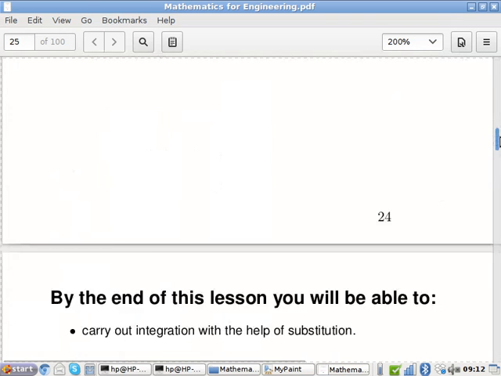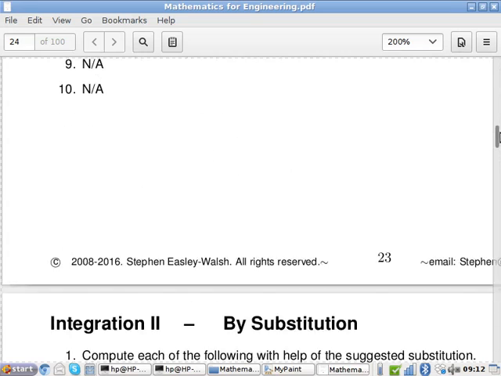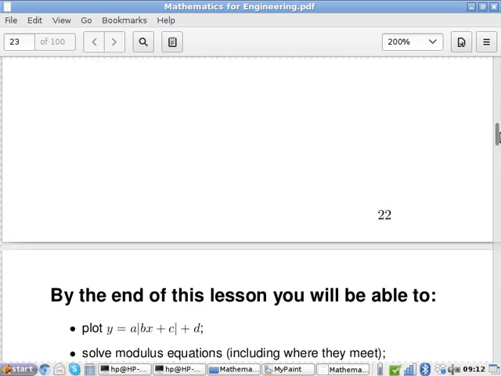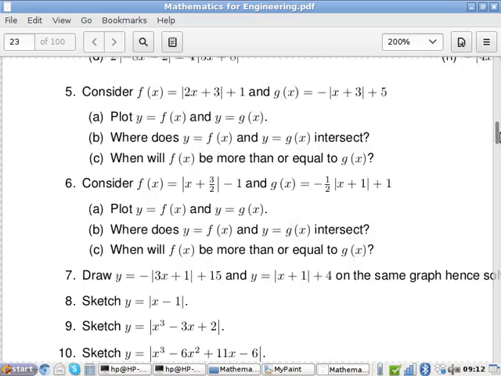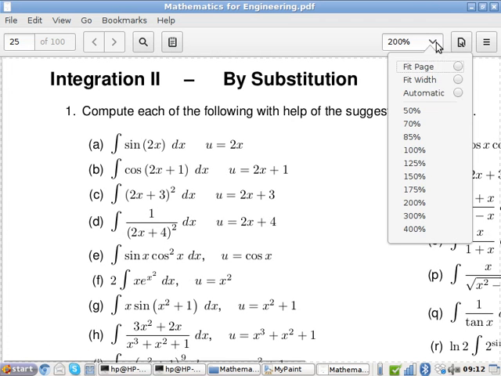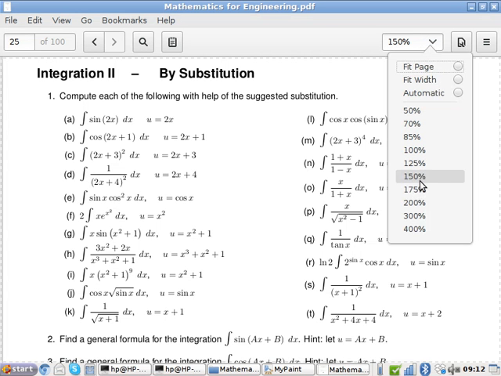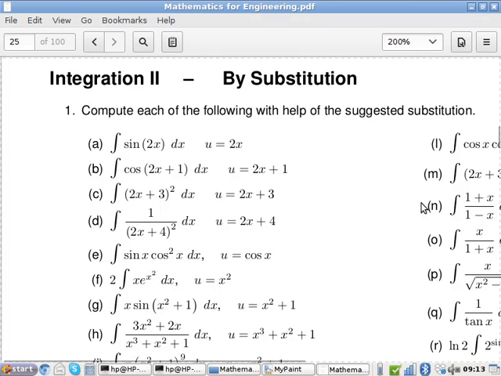Where are we? Here. We did this. Okay. Next lesson actually is nice enough. We're going to go back to integration. Now you're right, Yusuf, it is pretty easy.